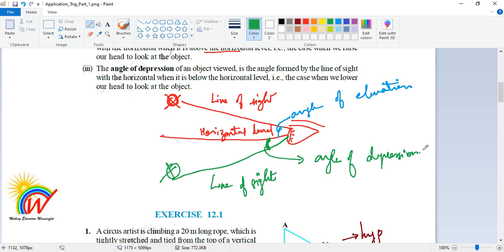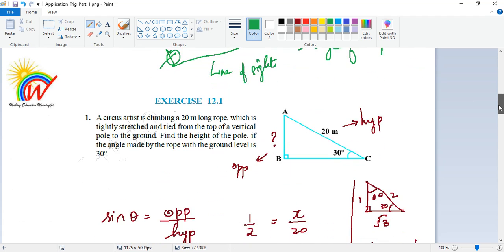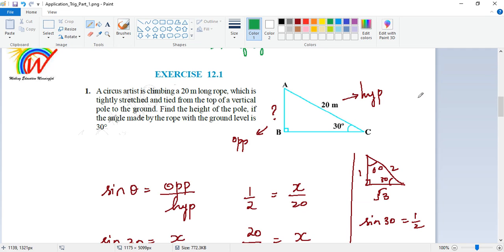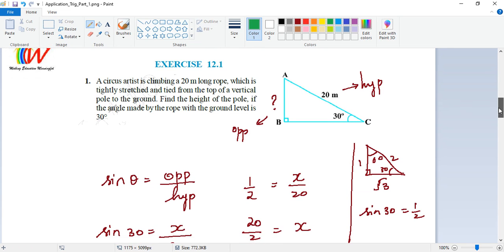Okay, so now that's all you need to know. The rest is all the ratios and trigonometric identities you have learned in your introduction to trigonometry. So we are going to use all those things. Let me just do a few. I am going to do a few problems randomly from this Exercise 12.1.